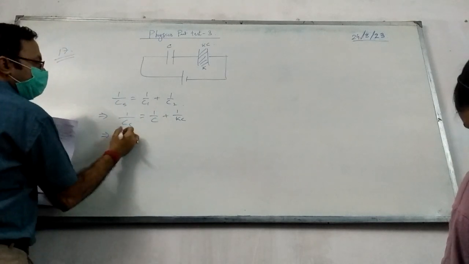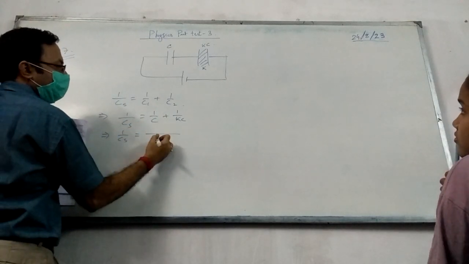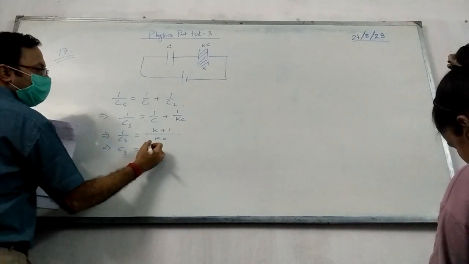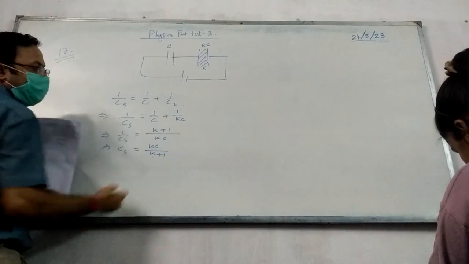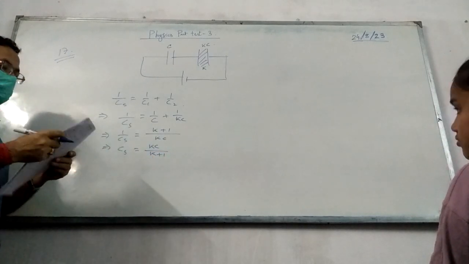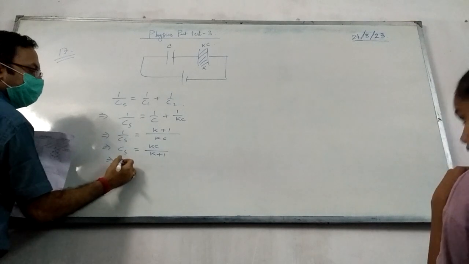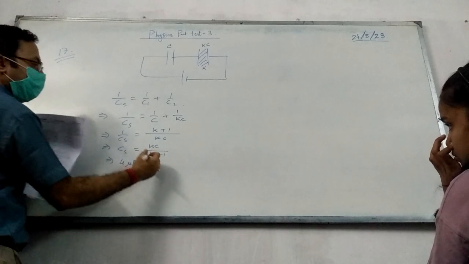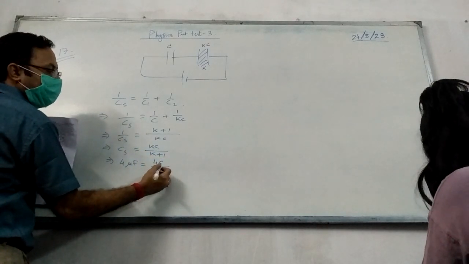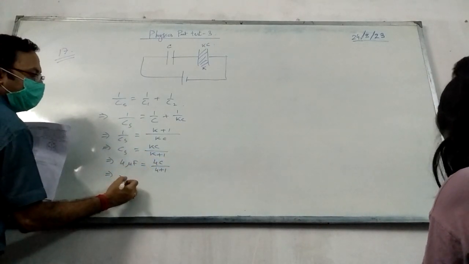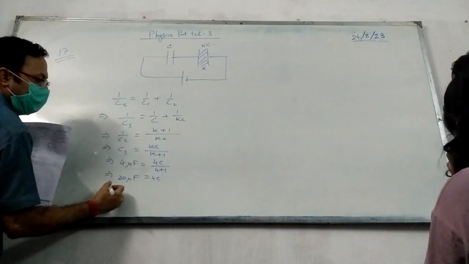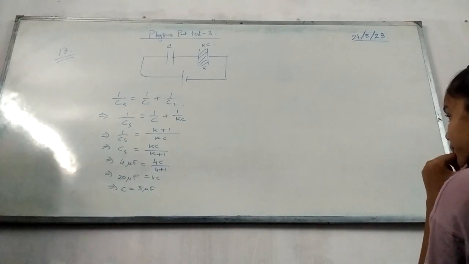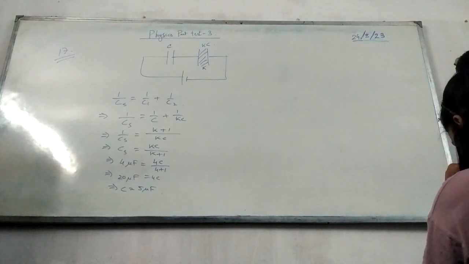So if we simplify, CS equal to Kc by K plus 1 should come, right? Here the equivalent capacitance 4 microfarad is given, so this is 4 microfarad, and we are asked to find the value of C. K is given as 4. So 4C by 4 plus 1, that is 5. So 20 microfarad equal to 4C, meaning C equal to 5 microfarad. Okay? So the capacitances are 5 microfarad each.